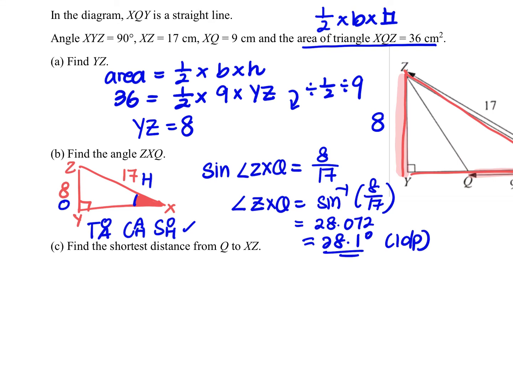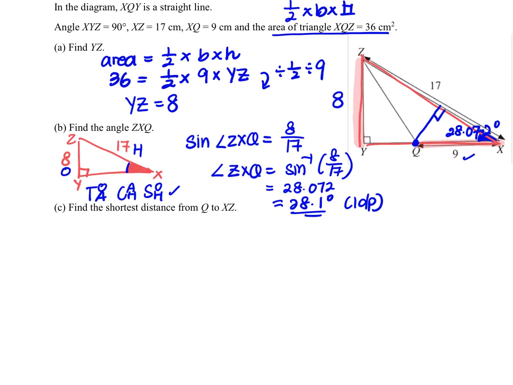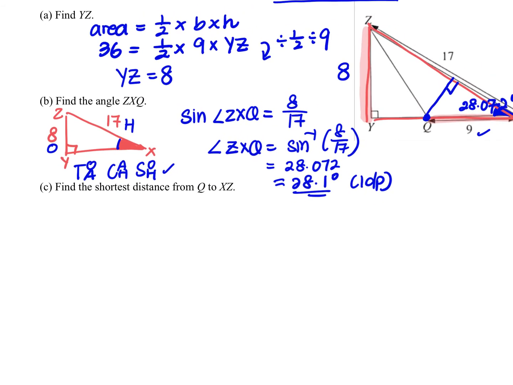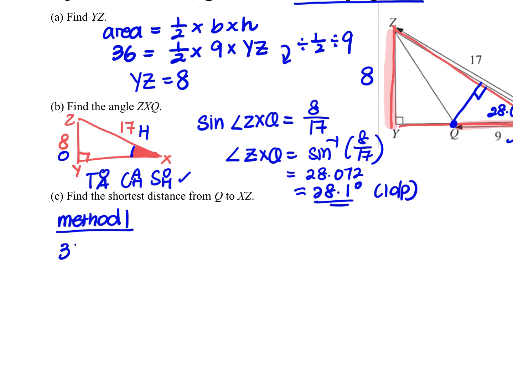Okay. Next question. Find the shortest distance from point Q to the line XZ. What can we use? We can use the area of the triangle. There are two methods over here. I can use area of triangle or I can use the trigonometry method, because I found this angle to be 28.072 degrees. So I'm going to do the first method first. Method number 1, I'm going to use the area of triangle. The area of triangle they gave me is 36.